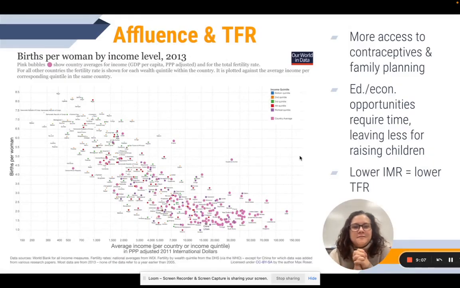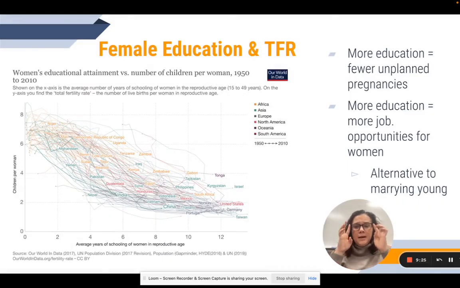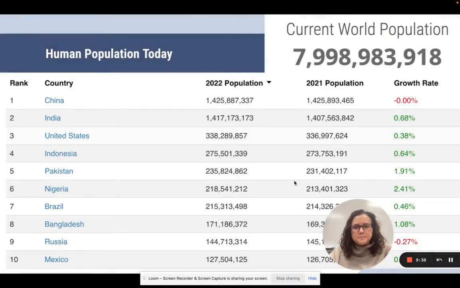And this is just some of, again, those graphs I just told you about. So you can see that if you look at the average income kind of per country and the births per woman, as we get more affluent, we see the amount of children per family come down. And same here. If you look at the average years of schooling, as those numbers go up, we see the number of children come down. So more schooling leads to less children per family, right? And again, I already kind of talked about the reasons for that.